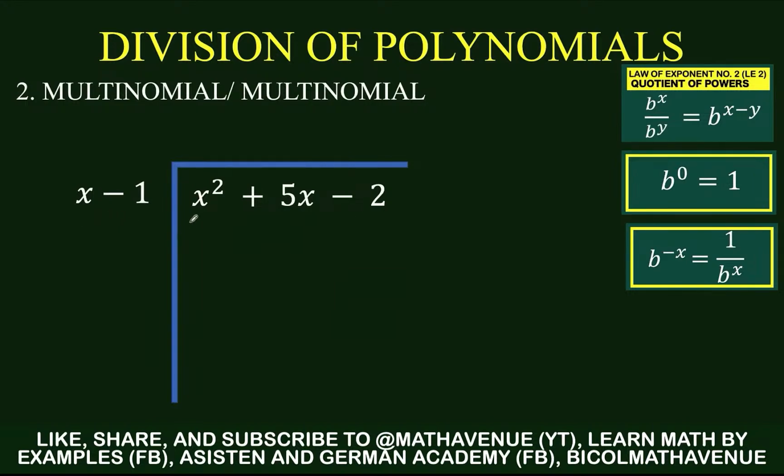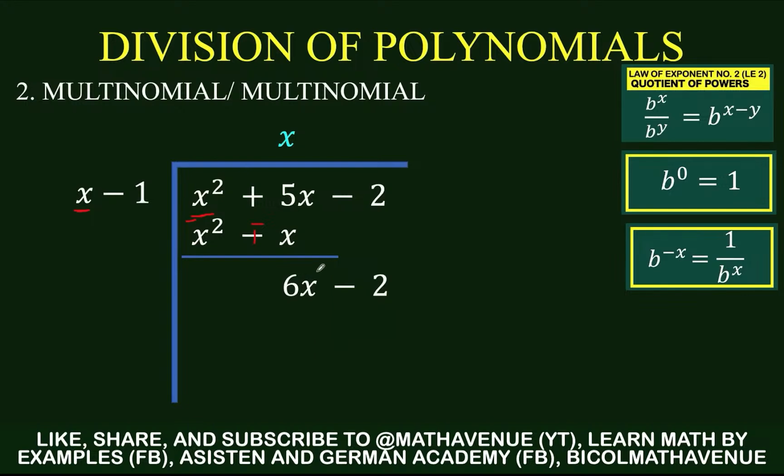So to find the quotient, divide the first term of the dividend by the first term of the divisor. So x squared divided by x is equal to x. Then x times x is equal to x squared. Then x times -1 equals negative x. So we distribute this x to this binomial. Then subtract. X minus x is 0. This becomes 5x minus negative, so this becomes plus. So 5x plus x is equal to 6x, and bring down -2.